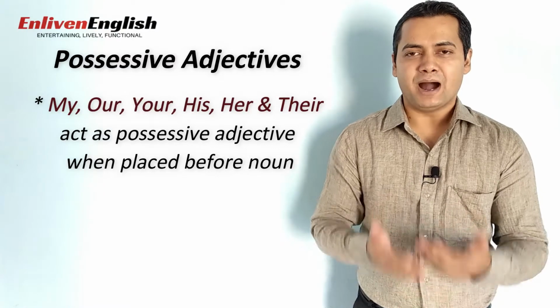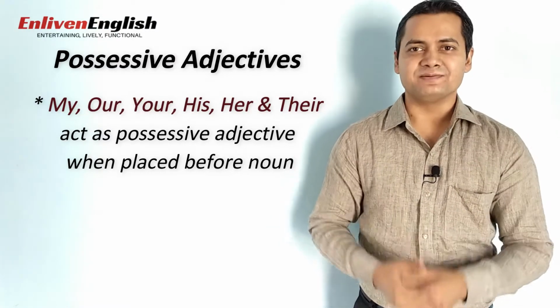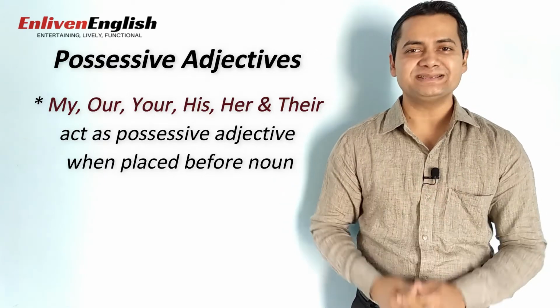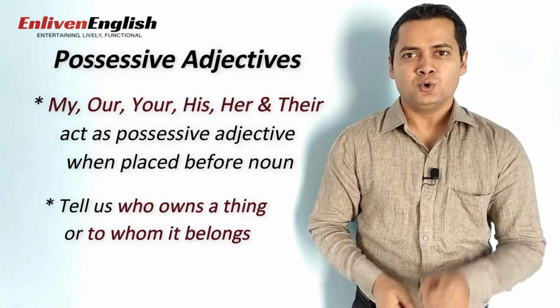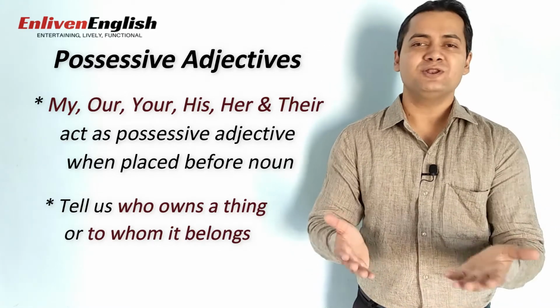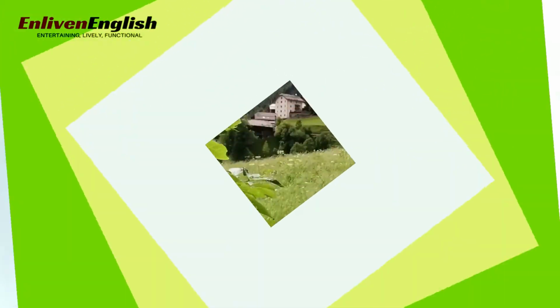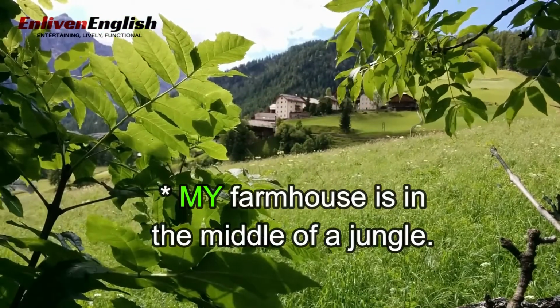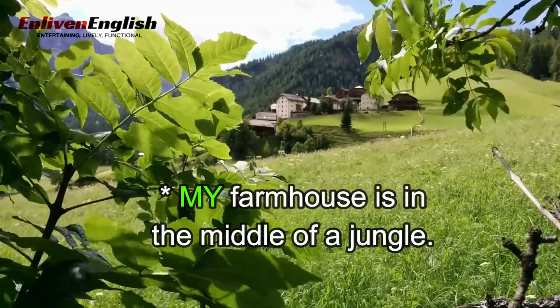Words like my, your, our, his, her, and their act as possessive adjectives when placed before a noun in a sentence. They tell us who owns a thing or to whom it belongs. Let's see some sentences. My farmhouse is in the middle of a jungle. Whose farmhouse? My farmhouse.